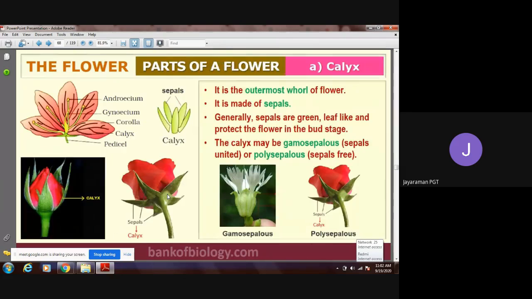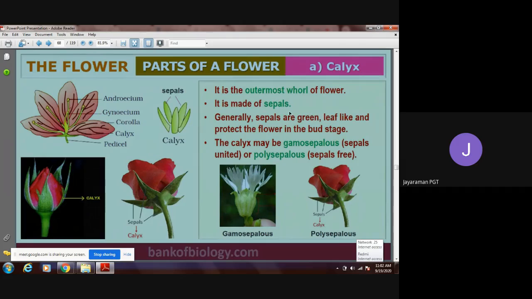Coming to the calyx, it is made up of sepals. You can read this. Calyx is the outermost whorl of the flower, made up of sepals. The unit of calyx is the sepal. Generally, they are green in color, leaf-like, and protect the flower during the bud stage. That's the function of the calyx.